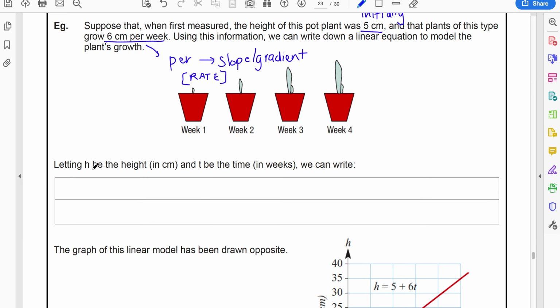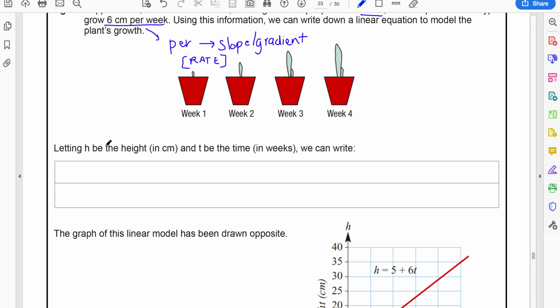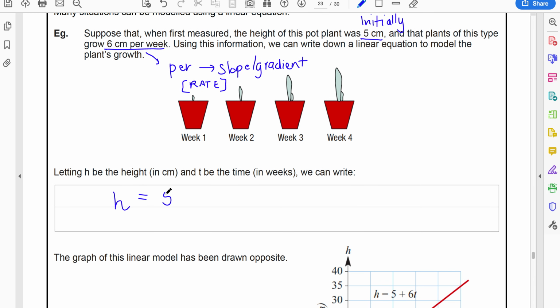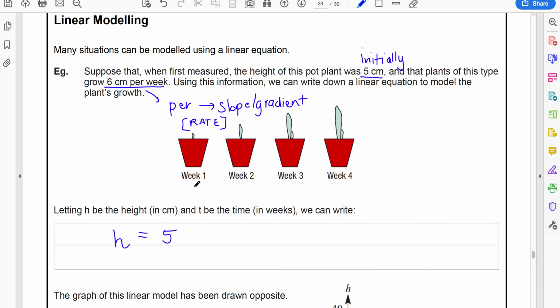So we've got here, letting h be the height and t be the time, we can write a rule that is going to join together these two variables. So the height initially was 5 centimeters. So what you want to look for in a question is a starting value for whatever it is that you're looking at. And so here, the starting value is the initial height, and that will often be your y-intercept.